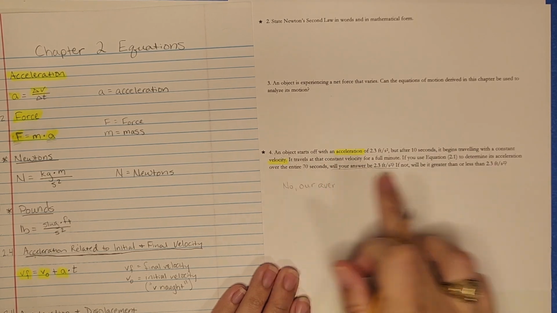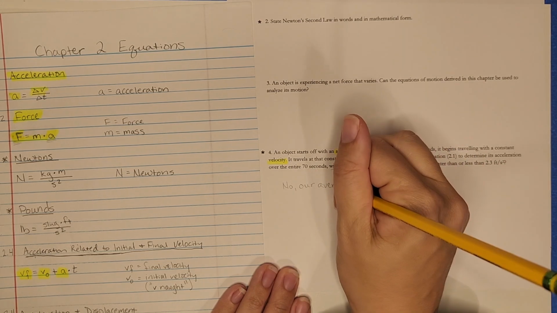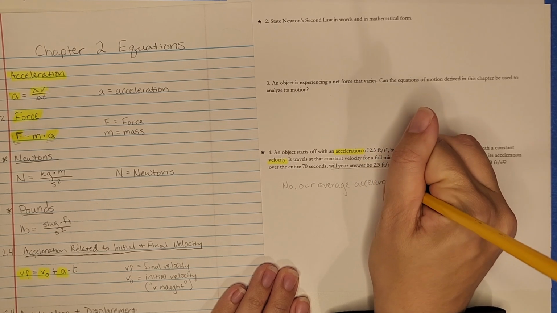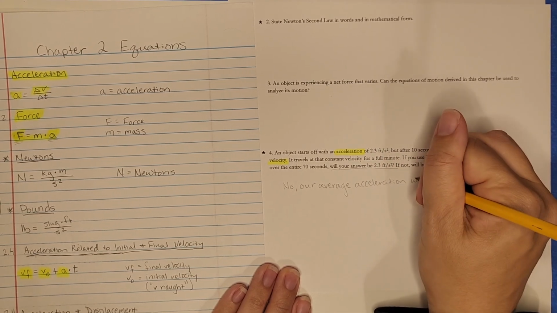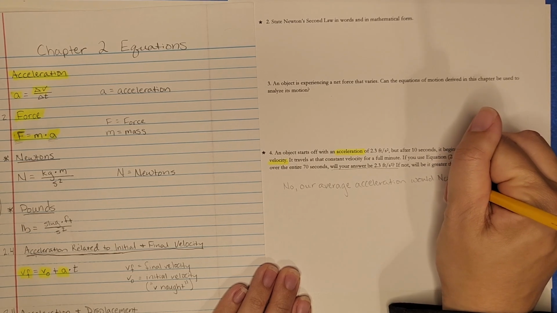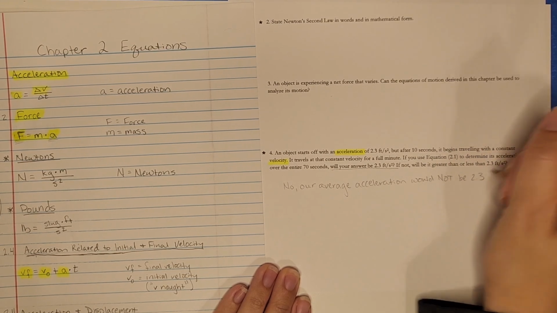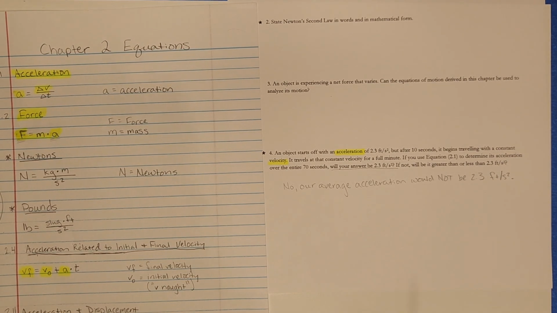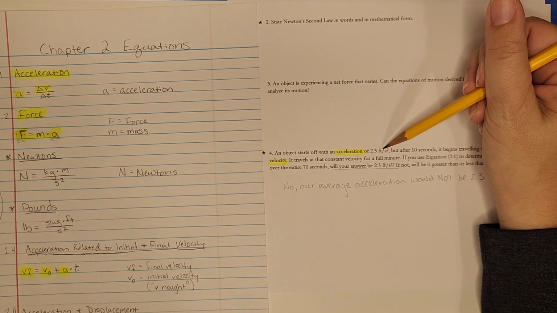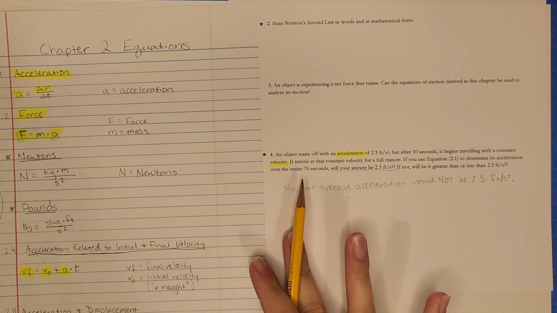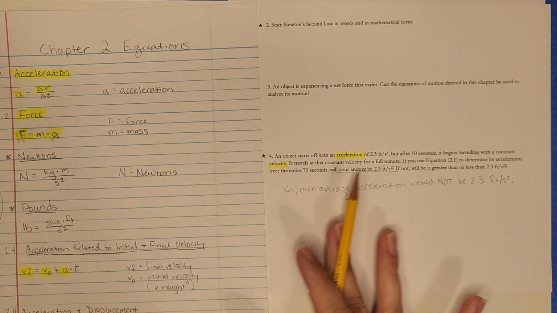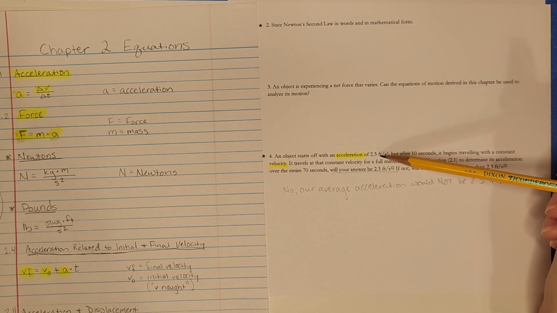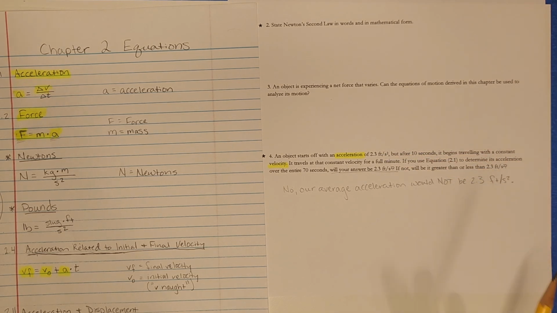And what this is actually trying to determine is an average over the entire 70 seconds. So our average acceleration would not be 2.3 feet per second squared. And that's because our initial is 2.3, and then for that next 60 seconds, it's 0. And so the overall acceleration over this entire period of time is going to have to be less than 2.3 feet per second squared. Okay.